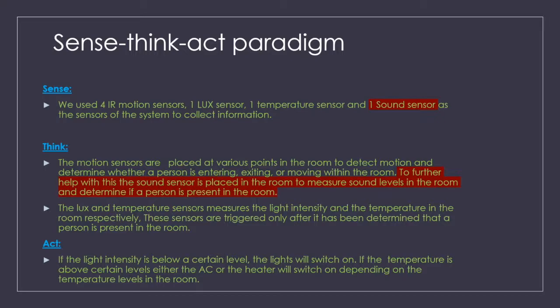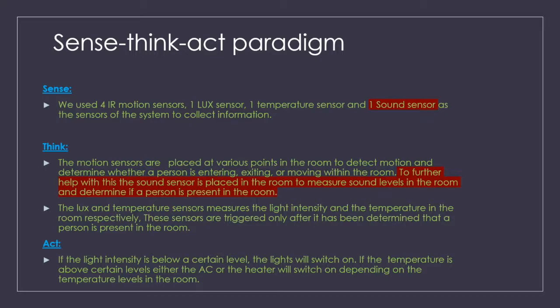The lux and temperature sensors measure the light intensity and the temperature in the room respectively. These sensors are triggered only after it has been determined that a person is present in the room, which means that these sensors only work when the room is in an entered state.